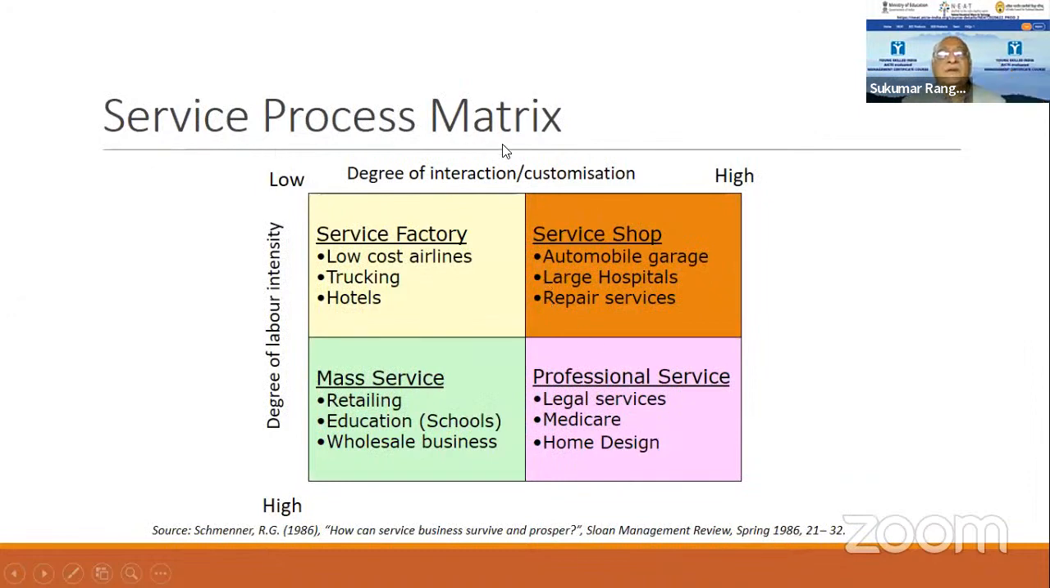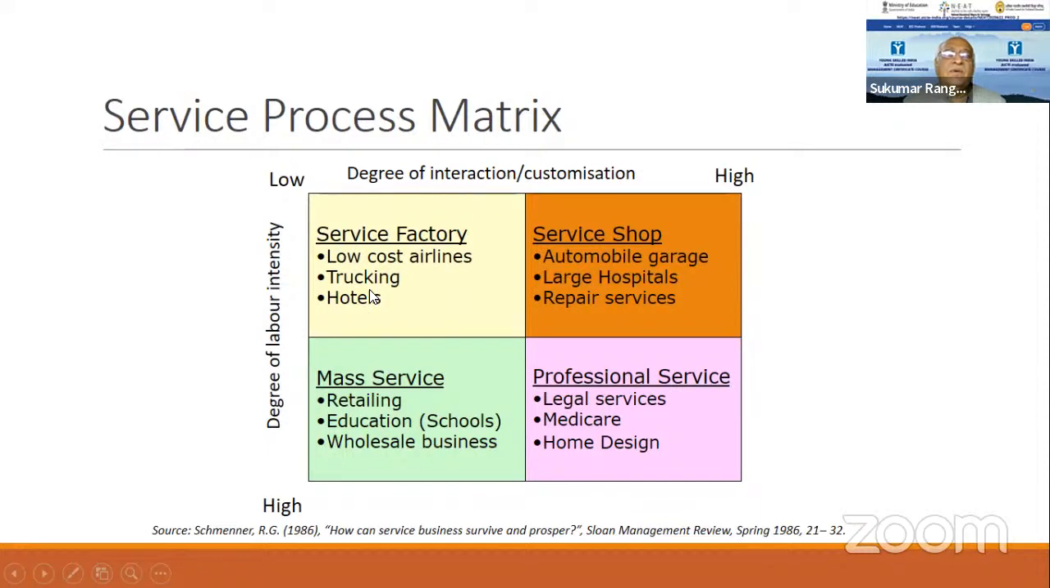Service process matrix. On the horizontal, you have the degree of interaction and customization, and here you have the degree of labor intensity needed. This is low, high here. Low degree of interaction and low degree of labor intensity. Usually, some of the low-cost airlines, Indigo, of course, Air India has now come out of that, Go Air, many of them are there now.